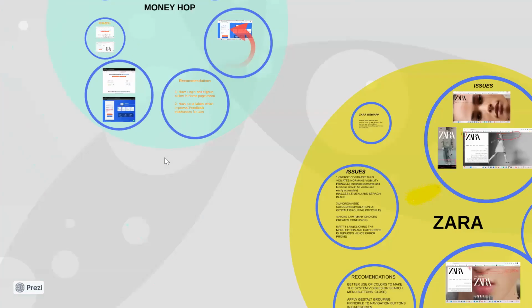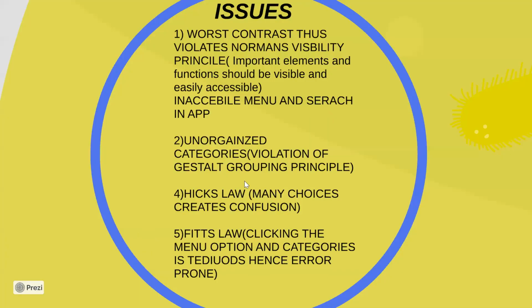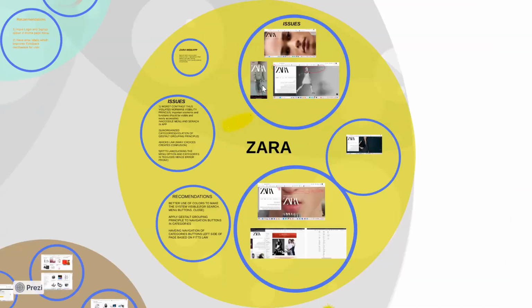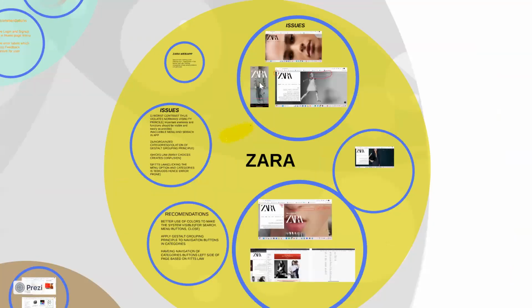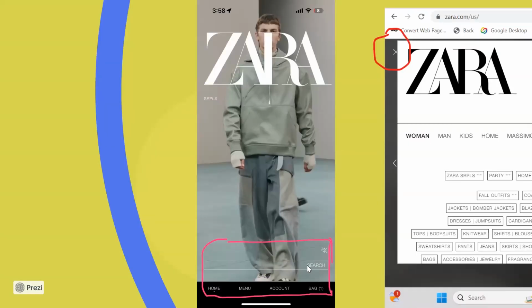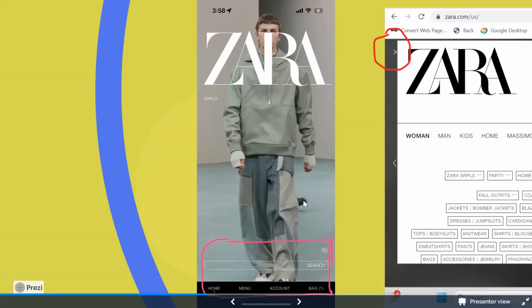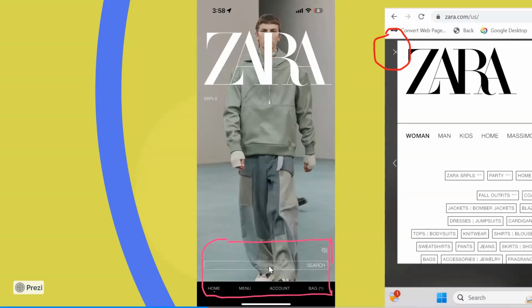The next website is Zara. I think everyone has used the Zara website, and the issue I encountered both in the app and website is visibility. The search menu and other important features are not visible, because of the contrast and the colors in the background. For example, here in the app, the search is located very far down, and the home, menu, and account buttons are also very far down. And the search is literally invisible with the background they have used.